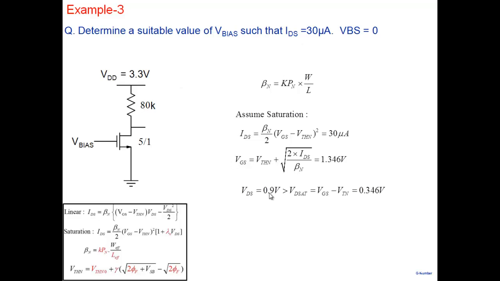So VDS is 0.9. And note that the saturation voltage, which is VGS minus VTN, is 0.346. So 0.9 volt is greater than 0.346, so the transistor is in saturation region, and therefore it turns out to be fine. I've been able to bias my transistor at 30 microamperes current by simply choosing V bias equal to 1.346, and the transistor is in saturation.